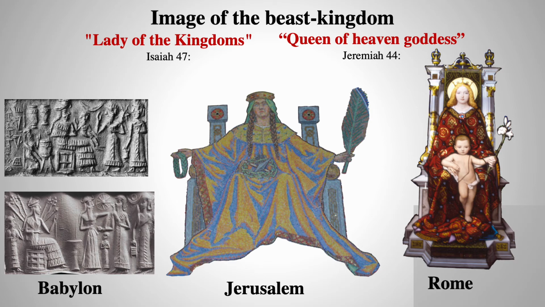The third image on the right side is also the Roman Mary, the Queen of Heaven, sitting on her throne, which I took hundreds of photos of while I researched Rome and the Vatican for a month. The main point of this slide: all three images represent the Queen of Heaven, but they changed her name in order to get you to worship the image of the beast kingdom.